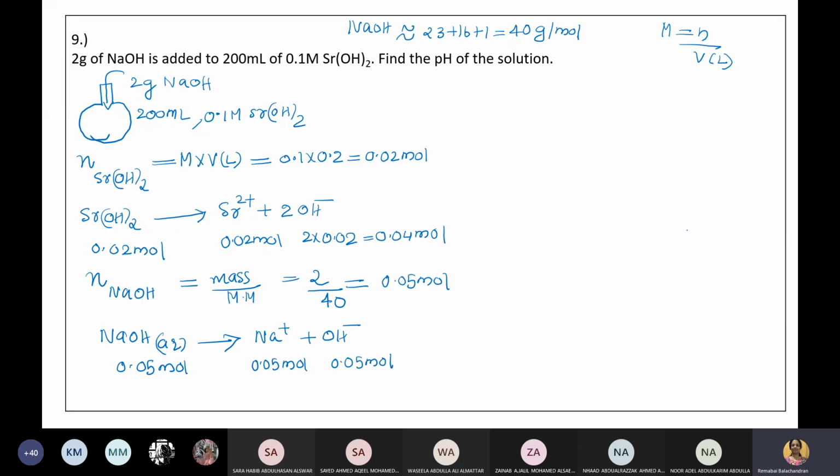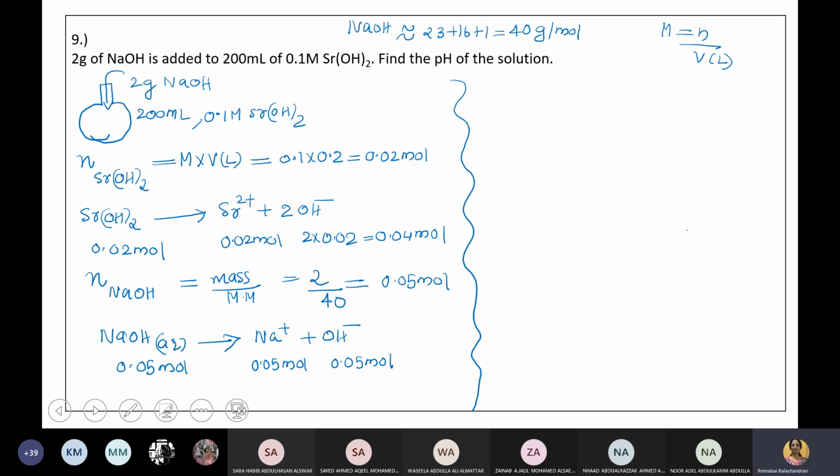Did you understand? Yes, doctor. Which one didn't you understand, dear? How to find the number of moles? Yes, mass over molar mass. I understand. Okay, after finishing this, I'll explain again. Don't worry.